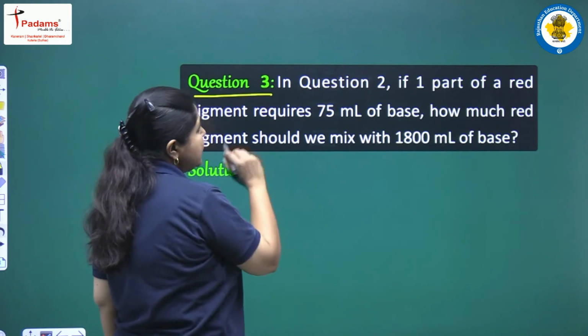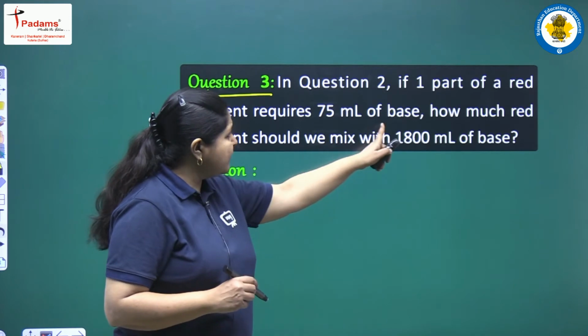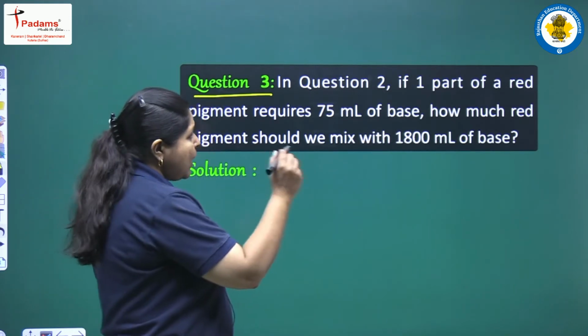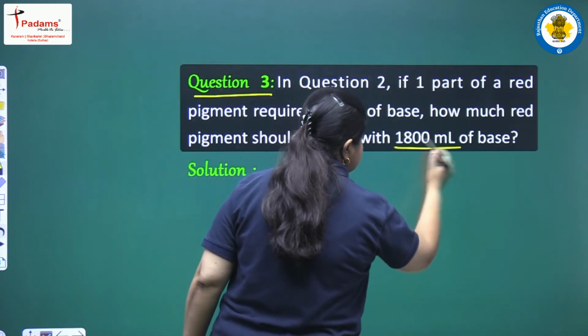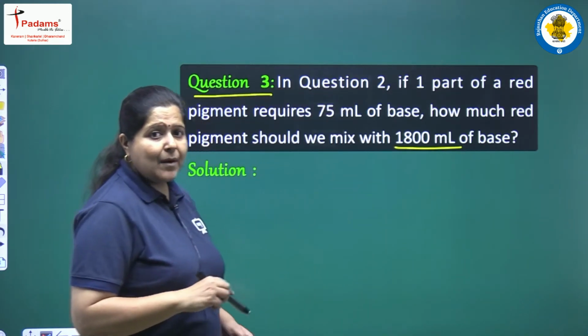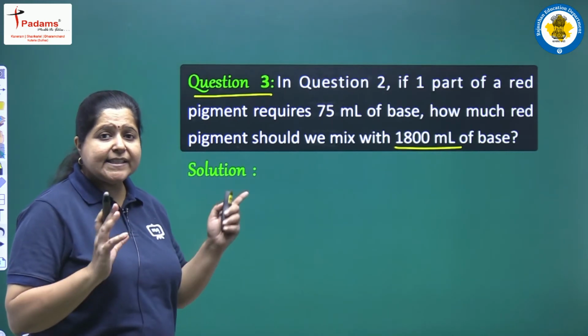In question 2, if one part of a red pigment requires 75 ml of base, how much red pigment should we mix with 1800 ml of base?